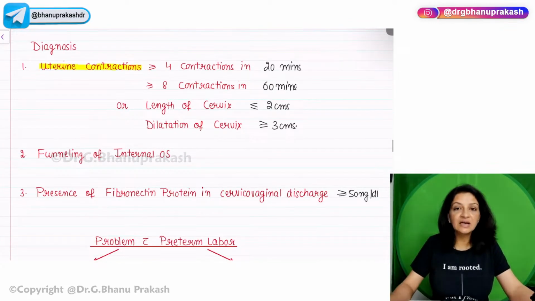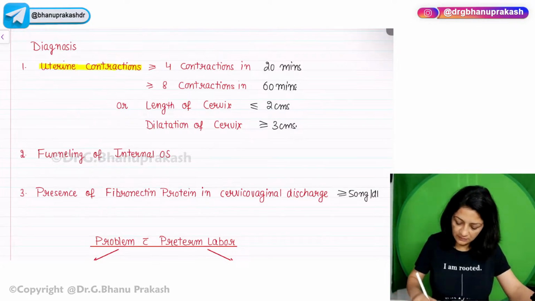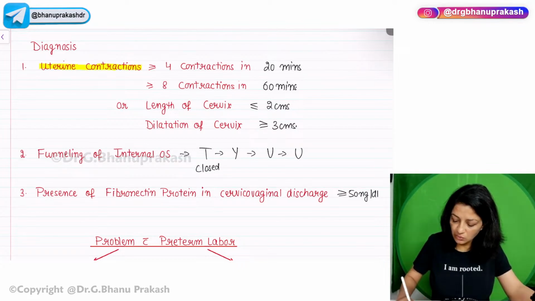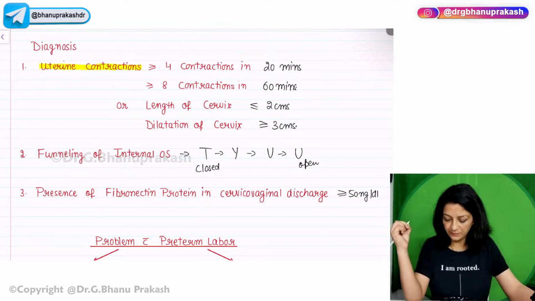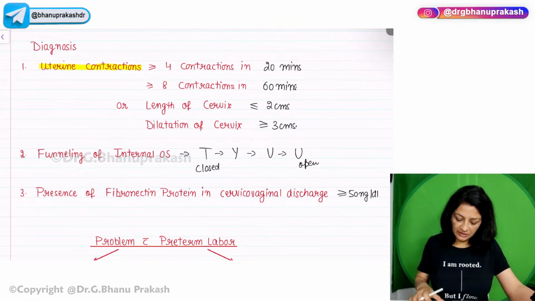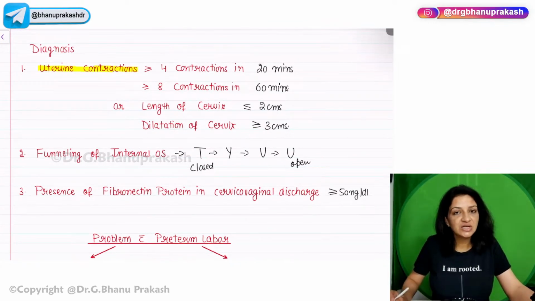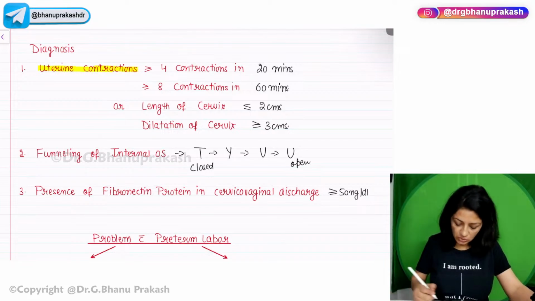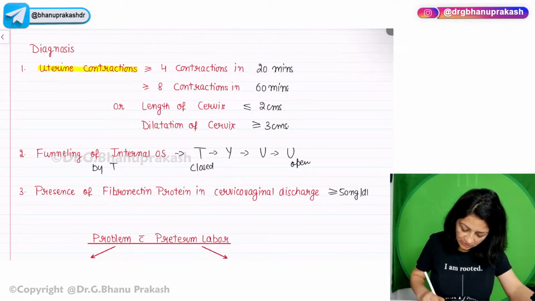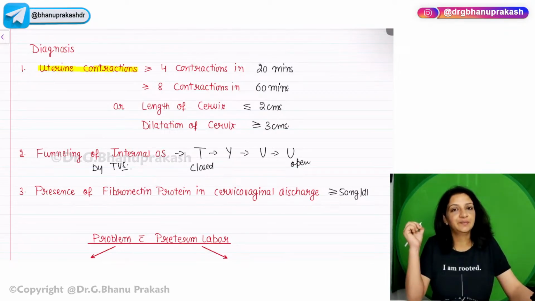Second one is funneling of internal os. Funneling means the shape of the cervix goes from T to Y shaped, then V, then U. Here the cervix is closed, in U shape the cervix is open. So how will you check funneling of the internal os? By transvaginal sonography.